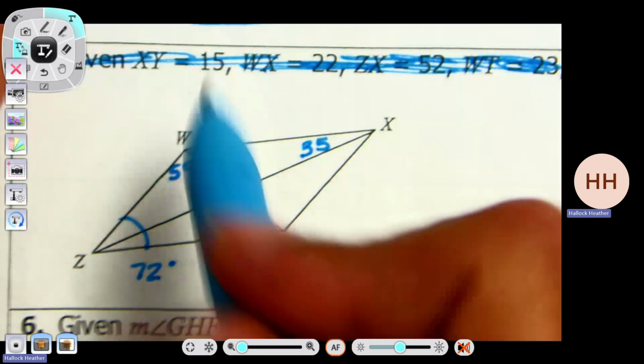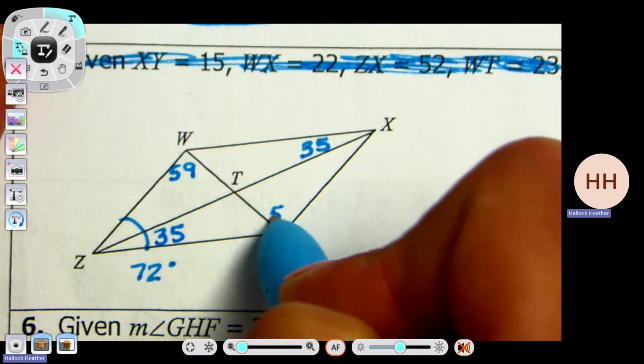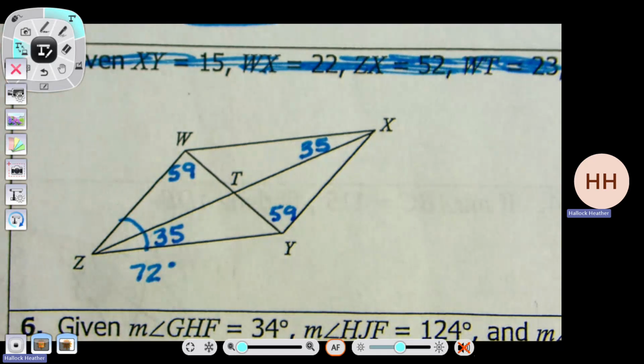So 35 should move here. 59 should move here. You're trying to find your missing pieces, so keep going. You can minus from 180 to find the whole other thing. See if you could fill in your stuff.